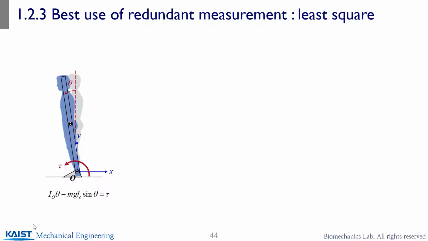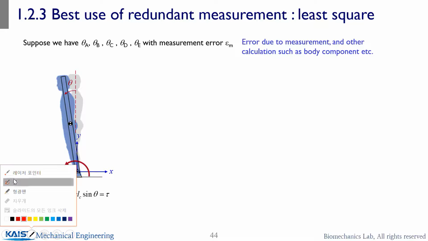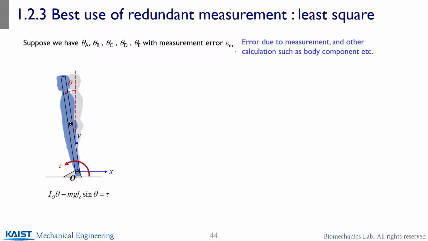Okay, how do you handle redundant information usually? Suppose I have many measurements for the theta. If I have a redundant measurement, of course each measurement will have an error, right? So first, those many measurements have an error. How can I estimate the best or optimal value?